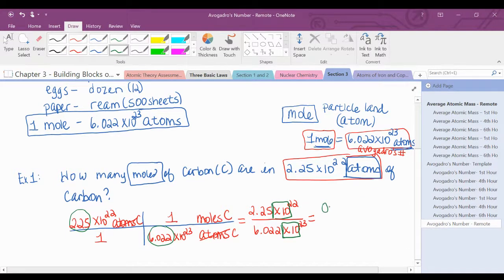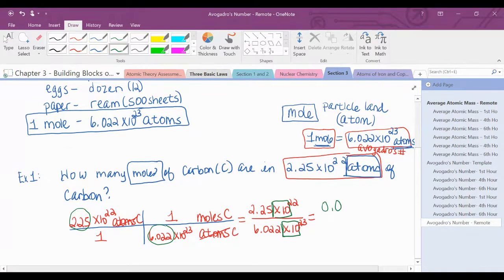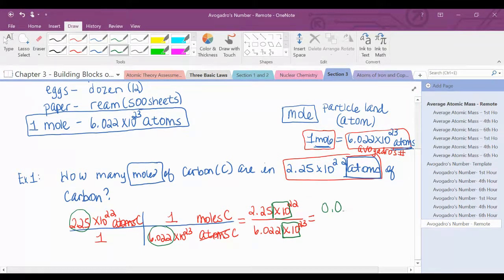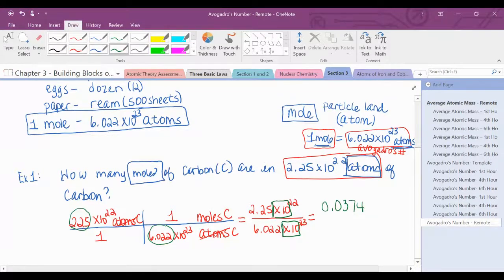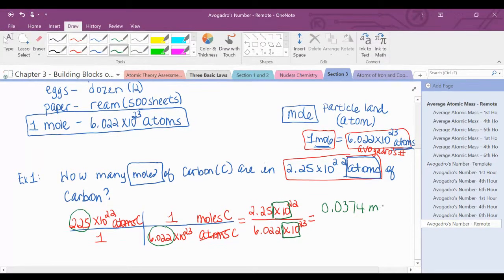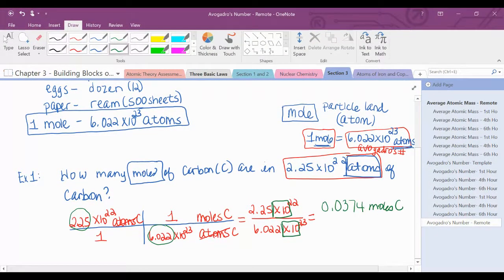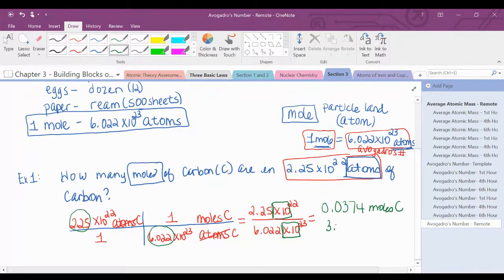So in normal notation, there's leading zeros. Remember, those leading zeros are not significant. So then I need 3 sig figs after those leading zeros. So I got 3, 7, 4, and my unit is going to be moles of carbon. If you have it in scientific mode, you're going to have 3.74 times 10 to the negative second moles of carbon.